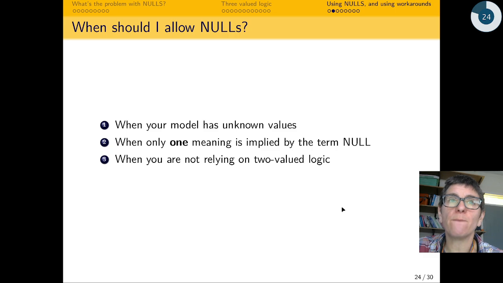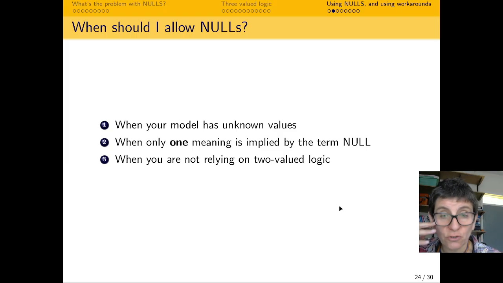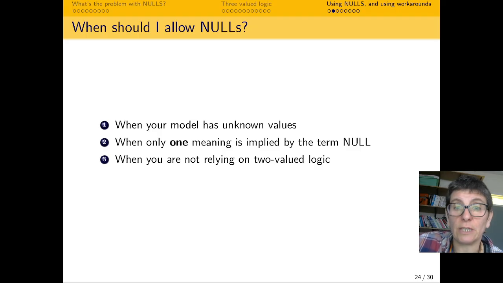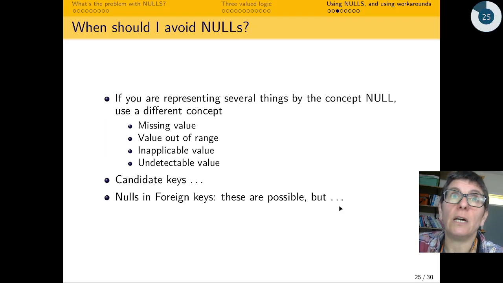So what do we do? Well, you need to be sure when you're going to allow NULLs, and you need to think it through. If you're designing a database, you should try and make sure that as many fields as possible aren't null, unless they really could be null and there is a real serious reason for them to stay there. You should allow NULLs when your model has unnamed values, or when only one meaning, for example, like the Vice-Chancellor's boss case, is implied by the term null. And also if you're not using two-valued logic, although that's kind of an advanced technique thing to talk about now.